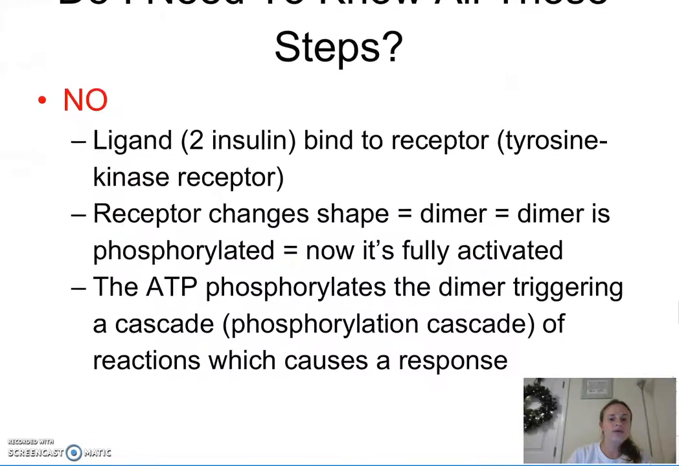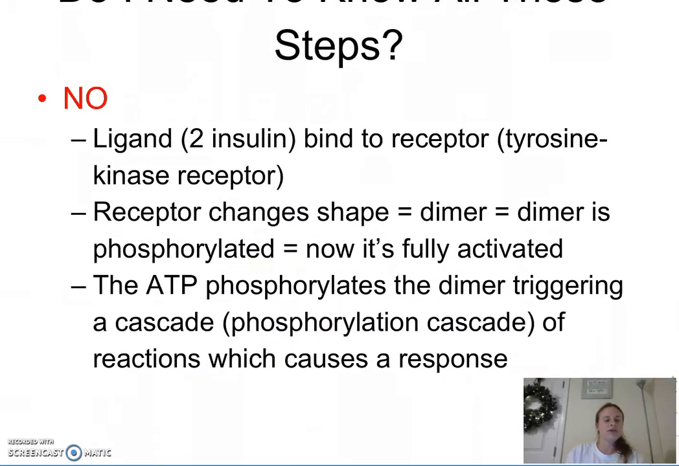What do you need to know then? You need to know that ligands, for example, insulin, will bind to a receptor. And in this case, our receptor is the tyrosine kinase receptor. That receptor changes shape. It becomes a dimer. The dimer is now phosphorylated, and my tyrosine kinase receptor is fully activated. That ATP phosphorylates the dimer, triggering the cascade of reactions, which causes a response.